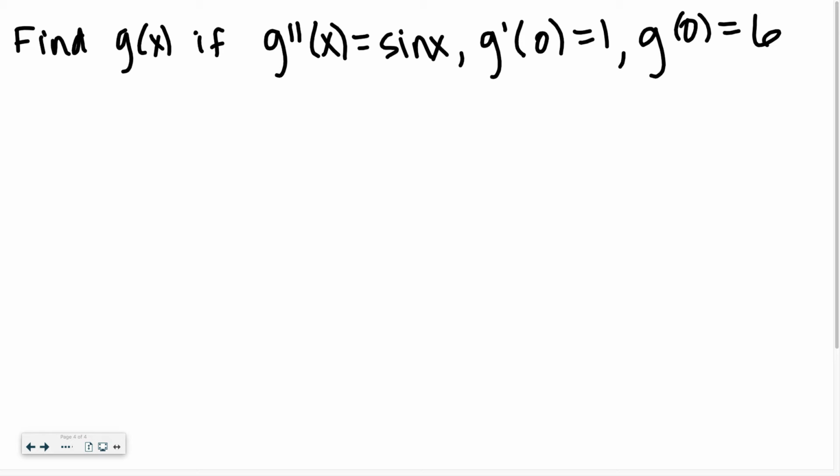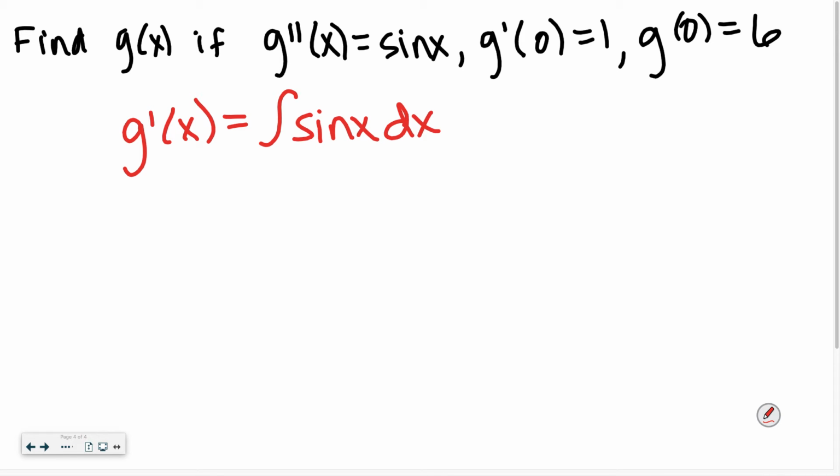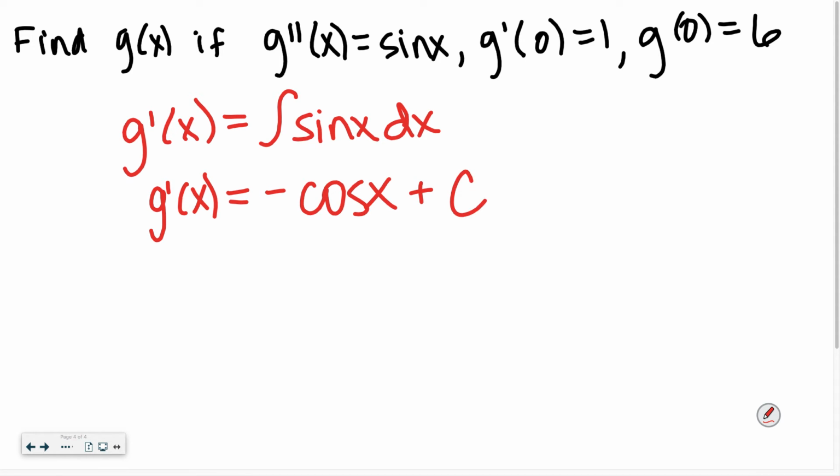If we are starting with g double prime, our first level is to get to the first derivative. All right. So our first derivative is going to be the antiderivative of the second derivative. What is the antiderivative of sine of x? Negative cosine of x plus c. So then we can come up here.